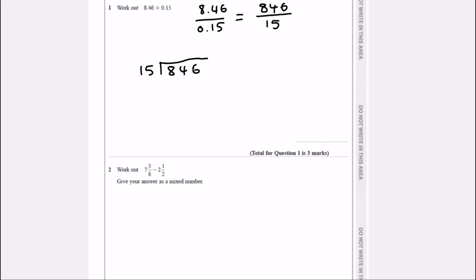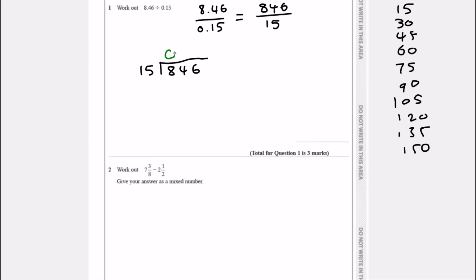So we're dividing by 15. I'm going to write down the 15 times table just because it might help. You don't have to, but it's useful for these division questions. So that's up to 10. And then we'll just do a short division. How many 15s go into 8? That's 0 and 8 left over.